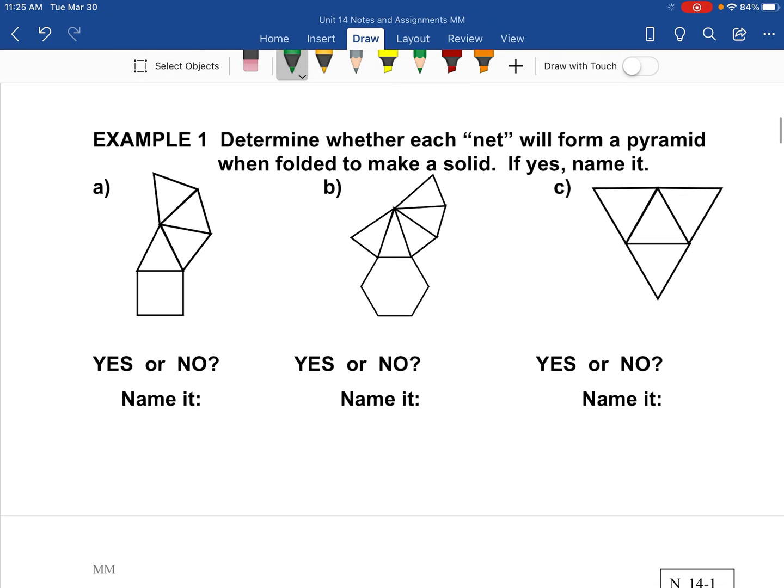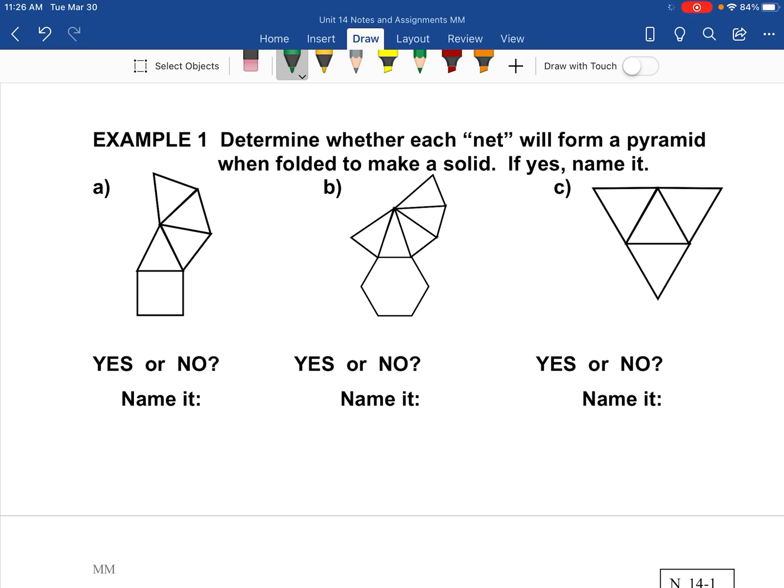All right, for this next example, I want you to determine if the net will form a pyramid when you fold it. Try this on your own. If it will make a pyramid, circle yes and then name it. If it will not make a pyramid, circle no, and make sure you're able to explain your answer. Go ahead and pause the video, and when you're done, hit play. All right, let's see how you did.